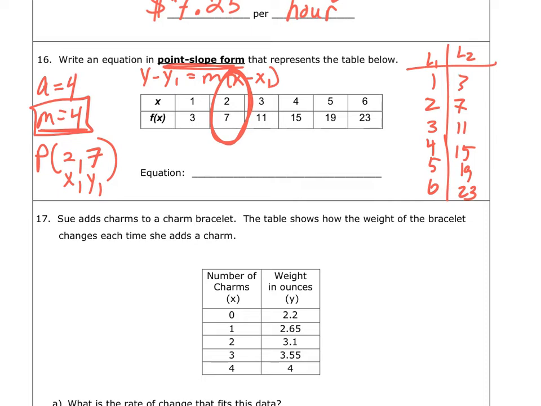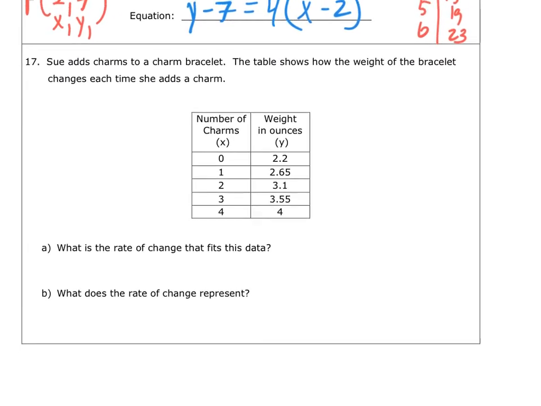So now we're plugging it into point slope form. So I'm going to say y minus 7. Remember, when you put this into the equation, it changes signs, equals m, 4, times x minus 2. That's it, we're done. Don't forget to change the sign of the point when you're putting it back in.